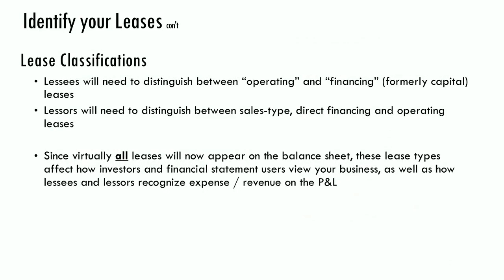Once we know that, we then have to distinguish the leases by classification. On the lessee side, we need to distinguish between an operating lease and a financing lease. That's the term that's given to what we currently call a capital lease. They call it a financing or a direct financing lease. On the lessor side, we need to distinguish between a sales type lease, a direct financing lease, and an operating lease. The key here is that since virtually all leases, regardless of the type, will now appear on the balance sheet, they're going to affect the way that investors and financial statement users, maybe your financiers, view your business. It's also going to affect the revenue and expenses, how they show up initially as assets and liabilities, turning into revenue and expense when it hits the P&L.